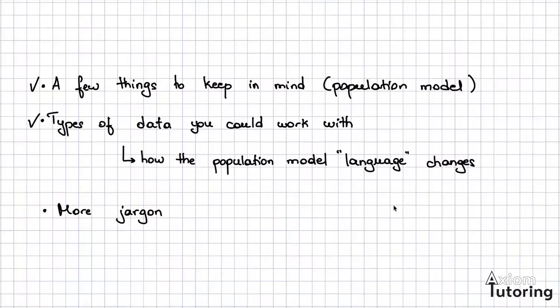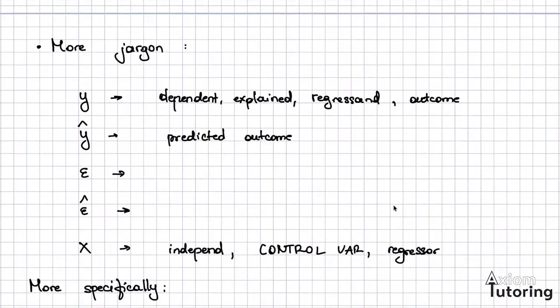In the last two videos of the introductory bit, we have learned a few things to keep in mind, especially the population model, the types of data you could work with, and how that population model language changes. And today we're going to dive into more jargon and tidbits that most of the times your lecturer is going to take for granted that you know. That might make it a bit more difficult for you to follow through with the lecture, so this is why we're going to go through that today. So without further ado, let's jump into some more jargon.